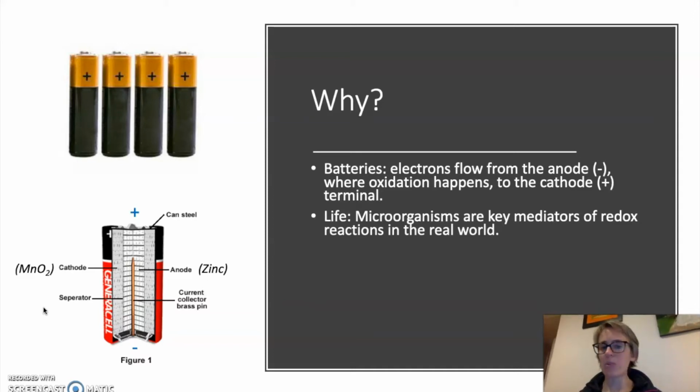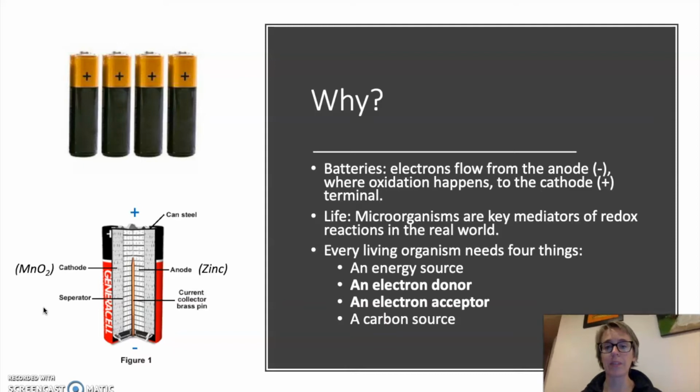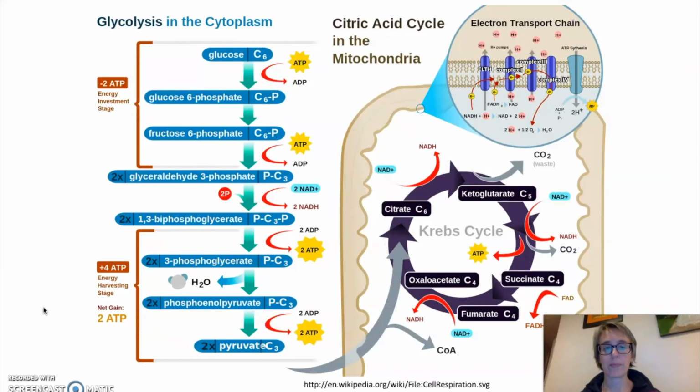What I think might be even more interesting to me, at least, though, is how batteries are essentially in the environment. And a lot of electron transfer in the environment involves microorganisms. So I want to take a look at that a little bit. And every organism, whether we're talking about humans or animals or plants or microorganisms, really needs four things: energy source, electron donor and acceptor to be able to harness energy, and a carbon source.